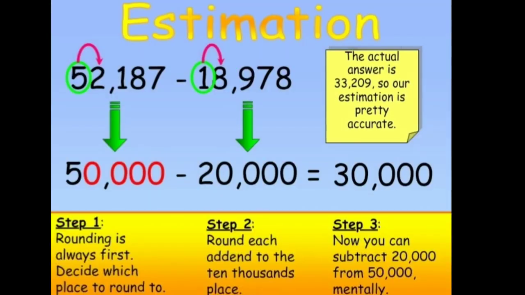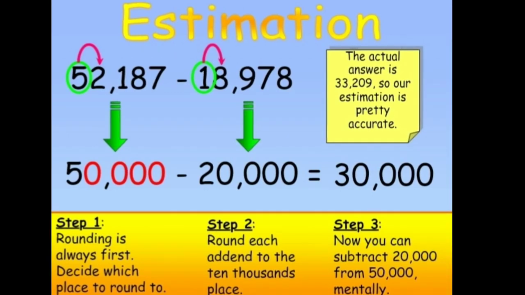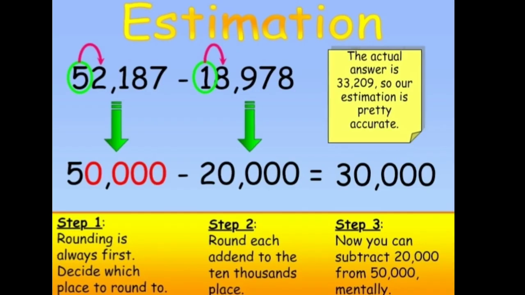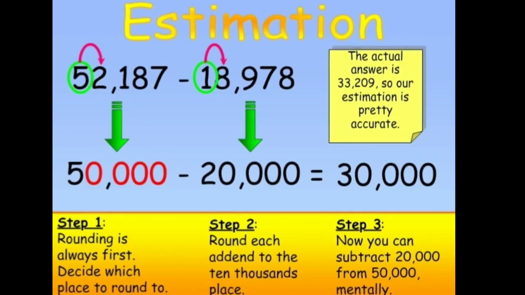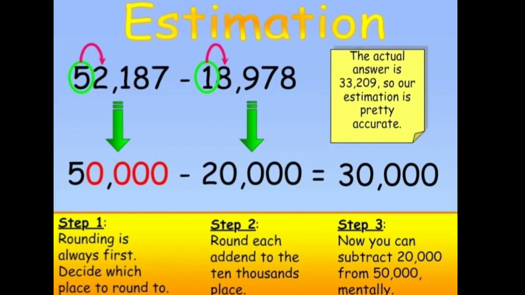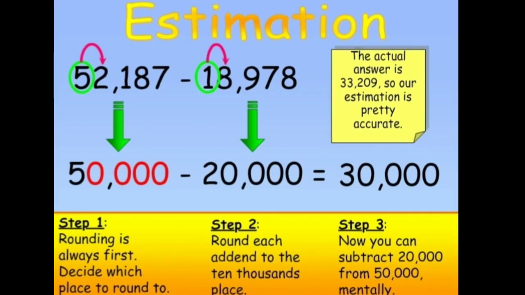Similarly, we can use the estimation for carrying out the subtraction also. Here I have taken an example of 52,187 and have subtracted 18,978. If we round off 52,187, we find the answer comes out to be 50,000. Similarly, the round off for 18,978 comes out to be 20,000. So if you roughly subtract it, we find the answer as 30,000. However, if we do the actual subtraction, the answer comes out to be 33,209. So our estimation is pretty accurate.